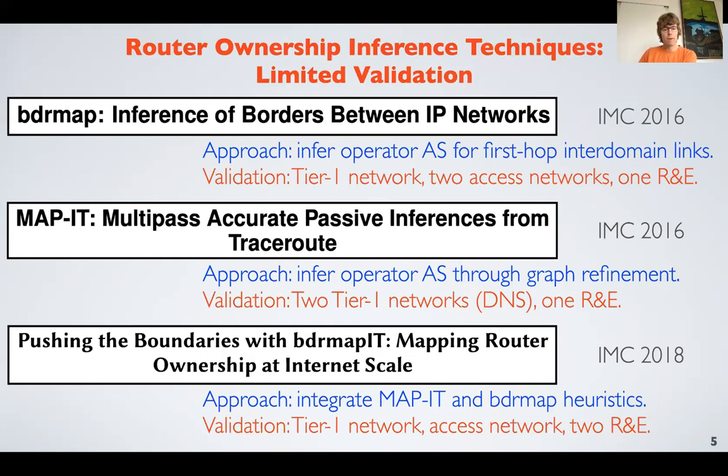So what we can take from this is that the validation data tends to be focused around large tier 1 networks and research and education networks.